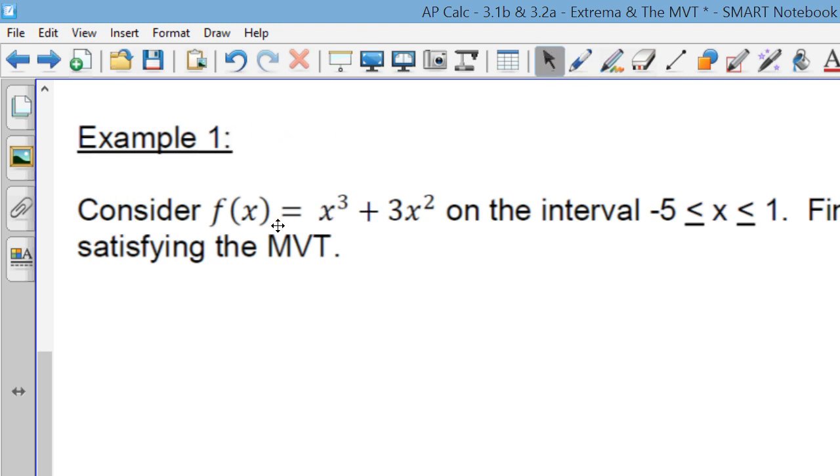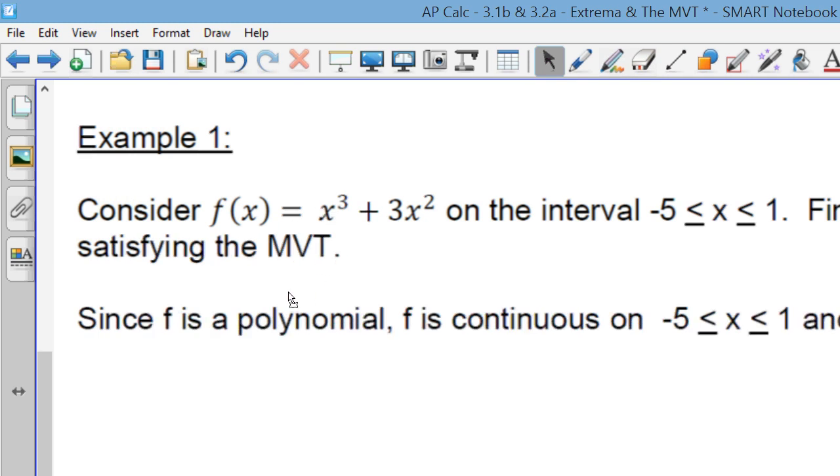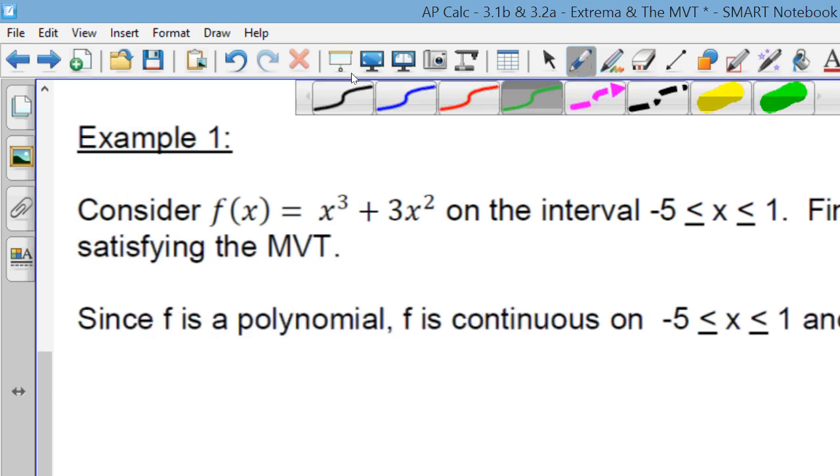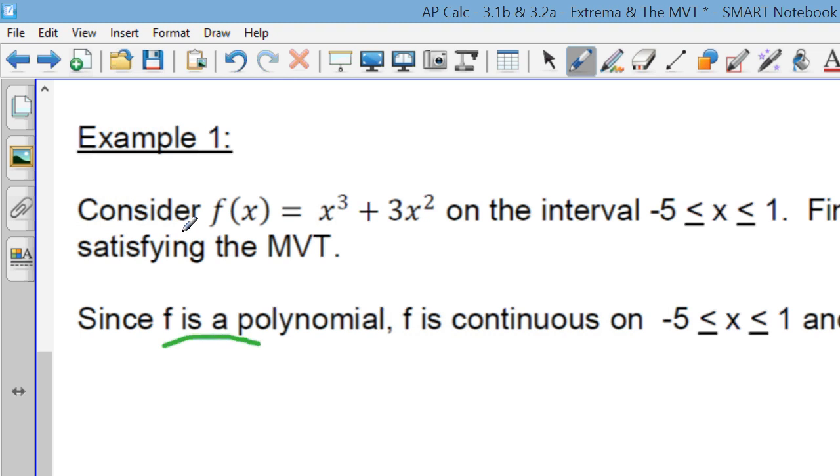I want to tell you something that's important. Since f is a polynomial, then f is continuous. If you have a polynomial, you can automatically use the theorem because all polynomials are continuous and differentiable. Remember that I said that. That's important. And now we want to find the value that satisfies the theorem.